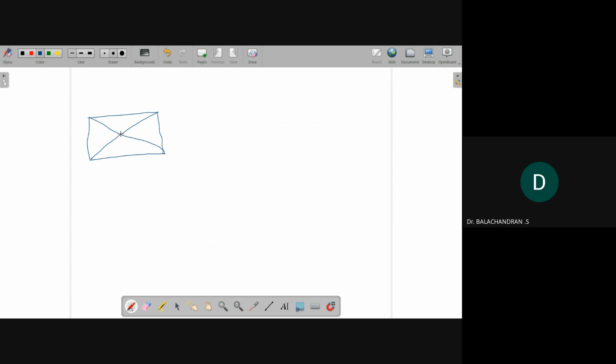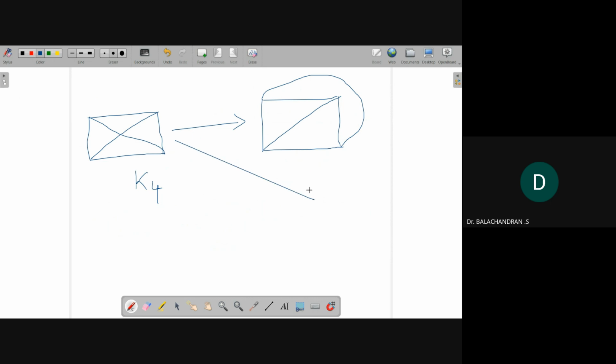This is not in the text, but if you redraw this graph like this, you can put it like this. Similarly, these two edges are connected like this. Instead of this edge, I am connecting like this. And hence now the edges intersect only at the endpoints. So K4 is a planar graph.